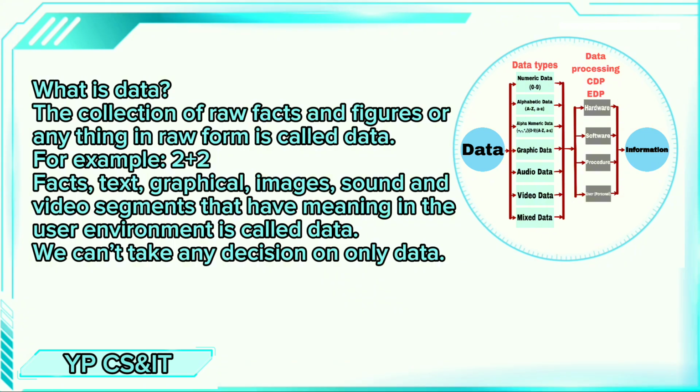What is data? The collection of raw facts and figures or anything in raw form is called data. For example, 2 plus 2 facts, text, graphical images, sound and video segments that have meaning in the user environment is called data. We can't take any decision on only data.